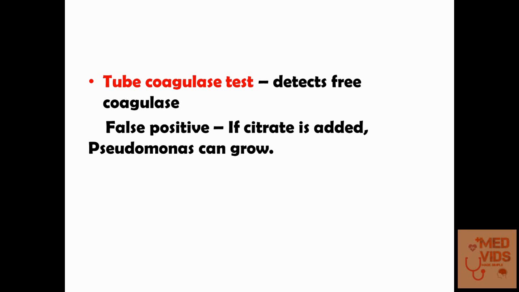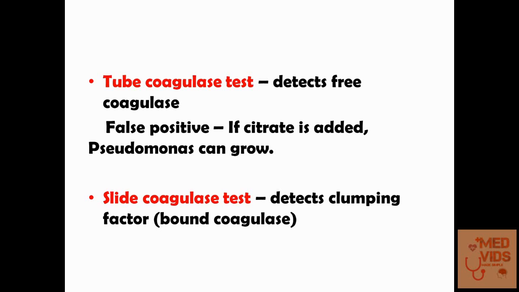This is because if you're adding citrate to the plasma sample obtained from the patients, if some other bacteria like Pseudomonas is present, it can utilize the citrate to grow, and it can produce clots which resemble the clots produced by Staphylococcus, giving a false impression that Staphylococcus is present. That's why citrate should not be used in plasma samples for performing tube coagulase tests. Slide coagulase test detects the presence of clumping factor, which is also known as bound coagulase.